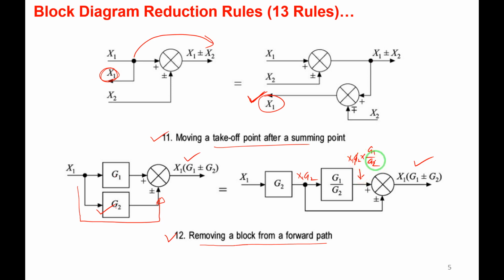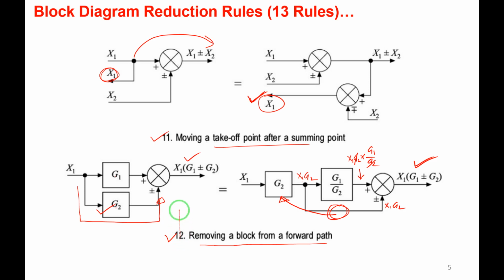So g2 will get cancelled, x1 into g1. What about this, x1 into g2? So x1 into g1 plus or minus x1 into g2. Here x1 into g2, right? I am getting the same output, right? So the block has been removed here. The block is not there here, right? It has been removed, but that block goes here before, right? And also it divides the gain in the forward path or main path, right? Okay, but we are not using this rule much.